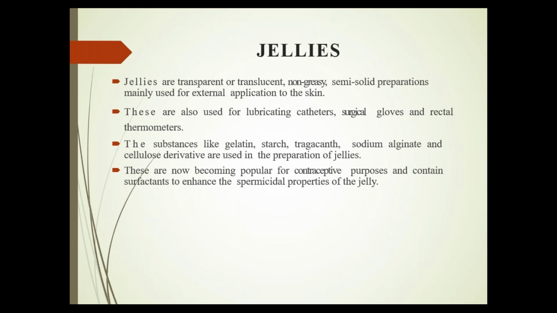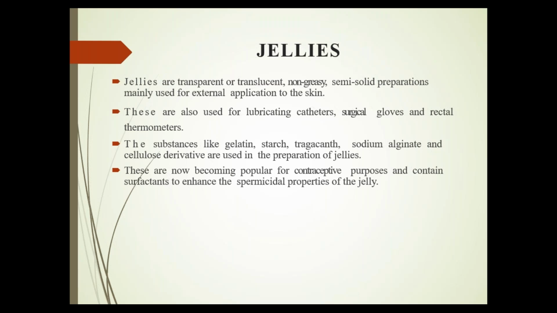Then finally, jellies. These are transparent or translucent, non-greasy, semi-solid preparations mainly used for external application to the skin. Most of you must have eaten jellies similar to that, but these are used for external application to the skin. They are used for lubricating surgical gloves or rectal thermometers. As you cannot insert into the rectum, you need to lubricate first, and for that you use these jellies.